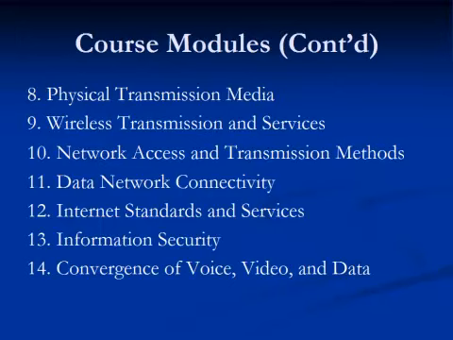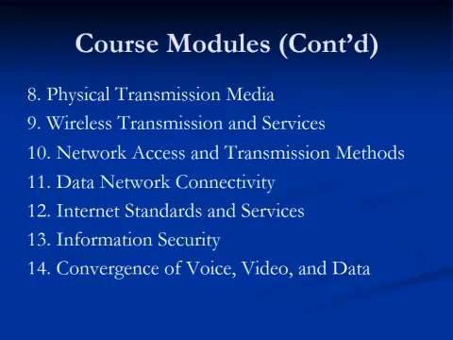In Module 8, Physical Transmission Media, we provide detailed information about coaxial cable, UTP twisted pair copper cables such as Cat5e and Cat6, and optical fiber cable. In Module 9, Wireless Transmission and Services, we describe the unique signaling and transmission techniques used with wireless telecommunications, including cellular telephone networks, satellite communication, and wireless LANs.